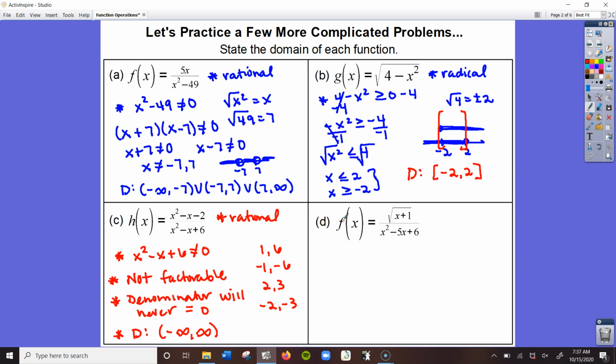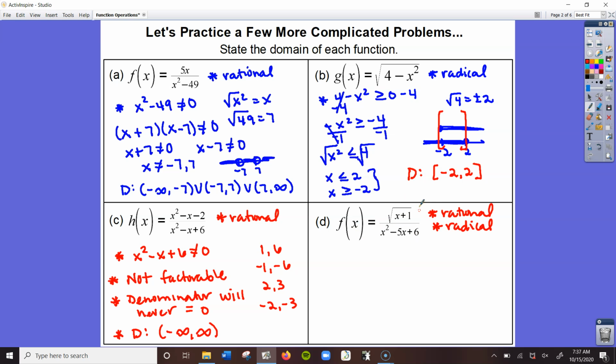Moving on to D, f of x is equal to the square root of x plus 1 over x squared minus 5x plus 6. We notice that this is both a rational and a radical function. This means that we're going to have to make sure that both conditions are satisfied when finding the domain.